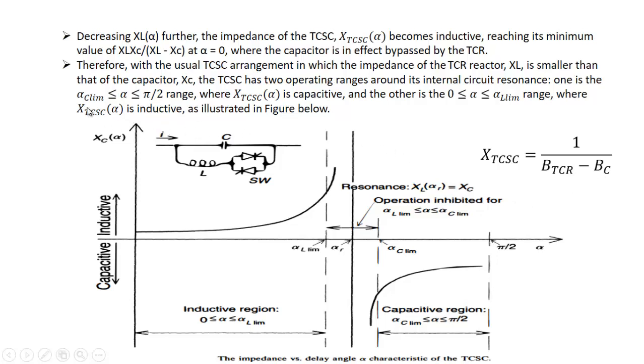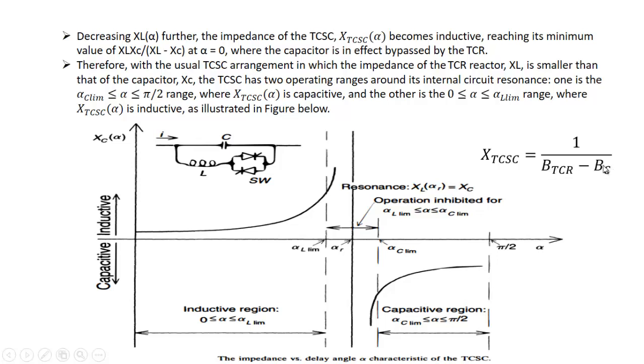So from alpha C lim to pi by 2, BTCR at one end is 0, and at the other end it is slightly less than BC, so the overall value will be negative. That means it will be capacitive in nature. So for the change in alpha from alpha C lim to pi by 2, the overall reactance of this combination will be capacitive. The capacitive reactance starts at minus 1 by BC when BTCR is 0, and then it increases as BTCR increases, because it is coming closer to BC.